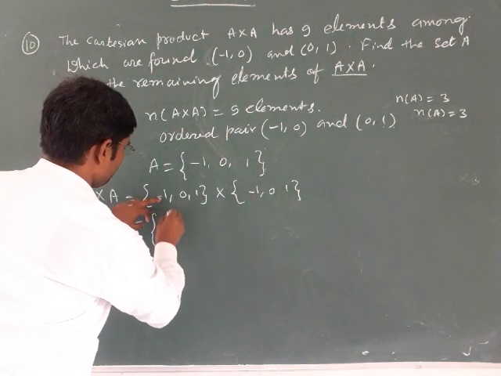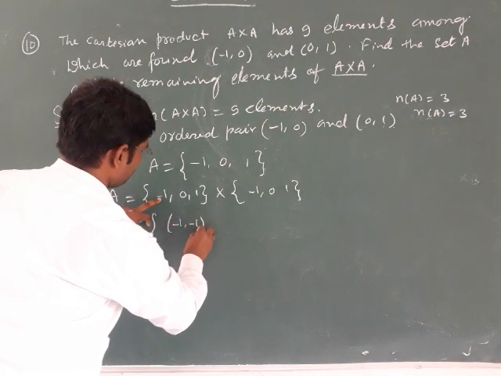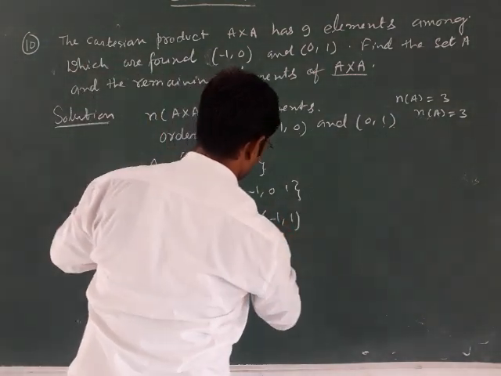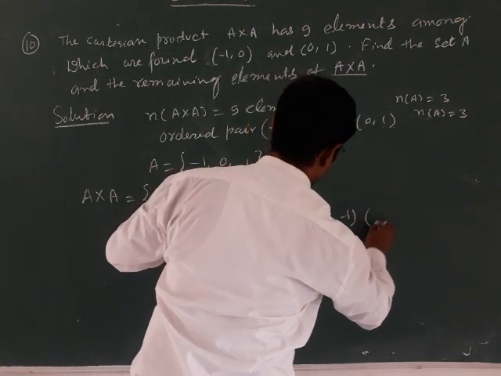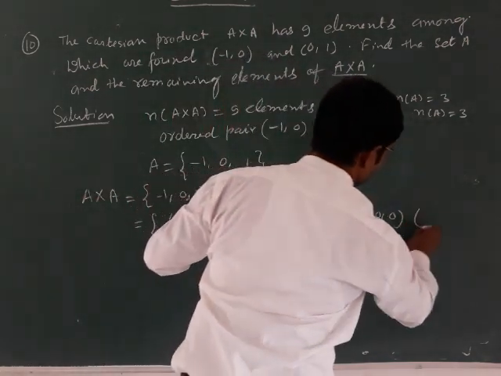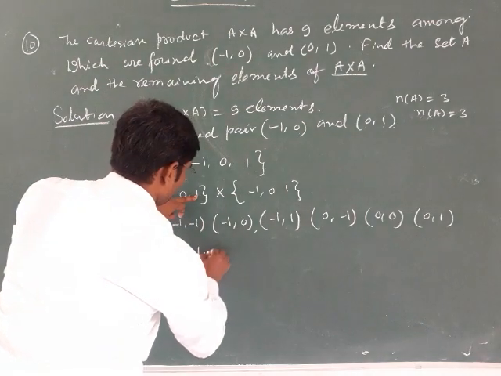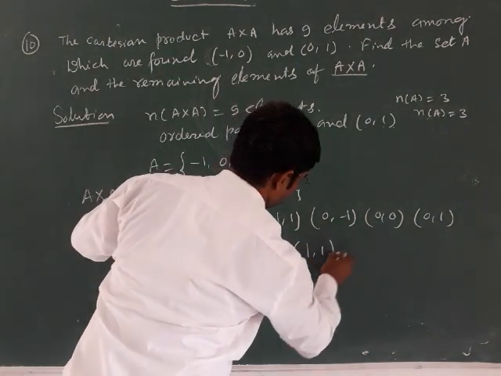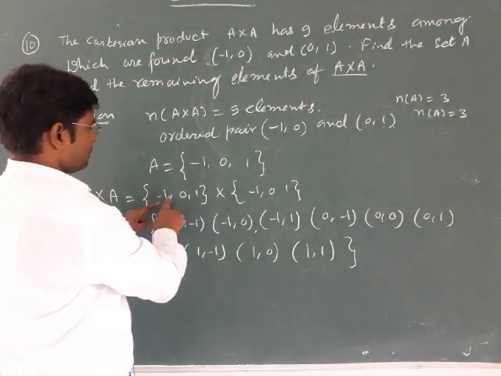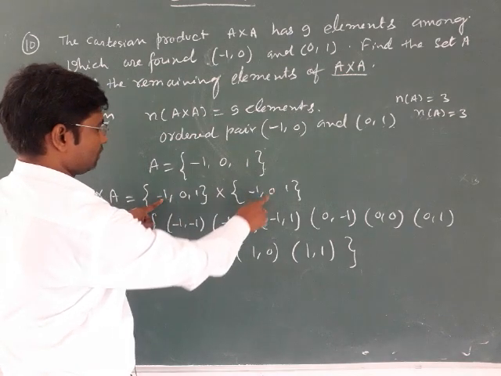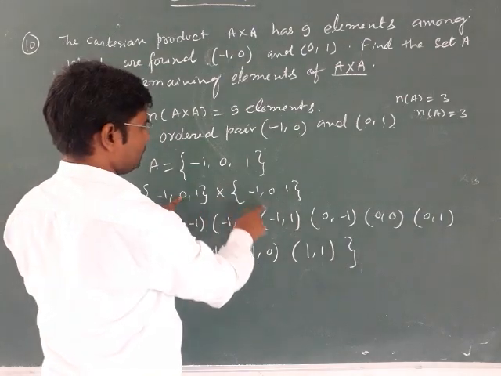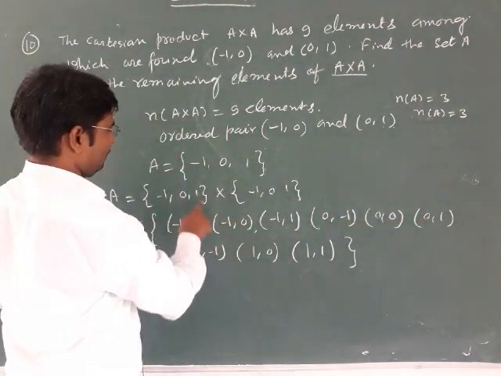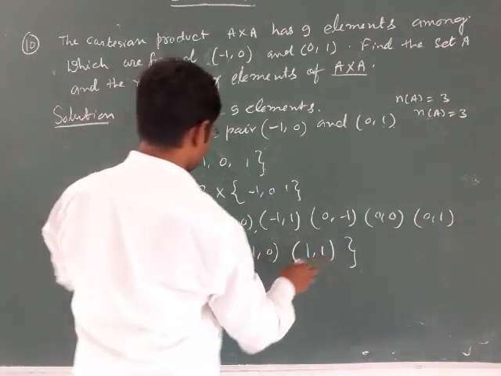Now take the ordered pairs: (-1, -1), (-1, 0), (-1, 1), (0, -1), (0, 0), (0, 1), (1, -1), (1, 0) and (1, 1). So these are the ordered pairs of A cross A.